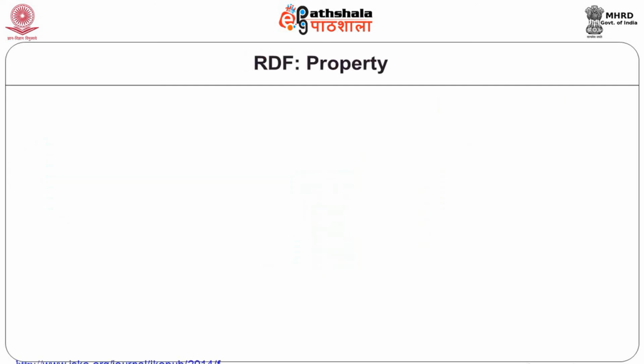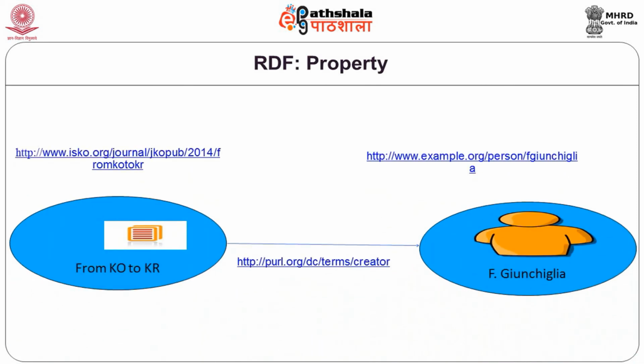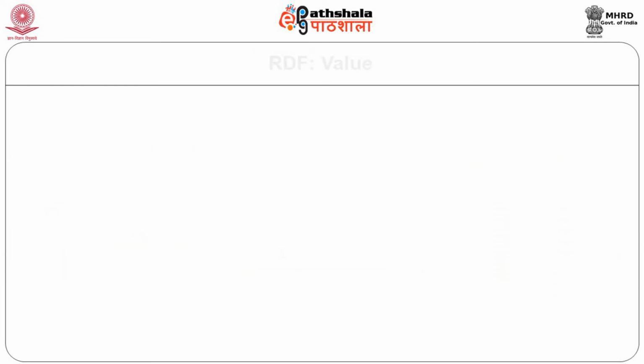RDF properties are also a kind of special resources. They are basically relationships between two resources. For example, as you can see from this slide, you have one article called from knowledge organization to knowledge representation, which has a web URI, which is a resource, and I want to say that it is created by Fausto Giunchiglia. So he is the author, the creator. So here that creator actually is the RDF property, a kind of link or relation between the article from knowledge organization to knowledge representation and the person or the author who created it, that is Fausto Giunchiglia.